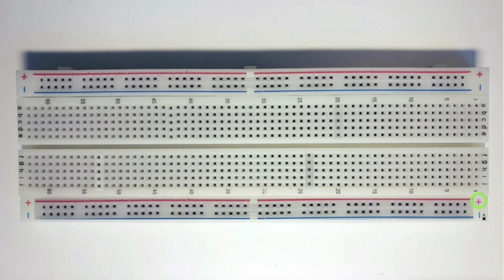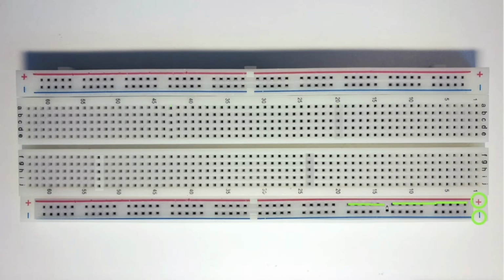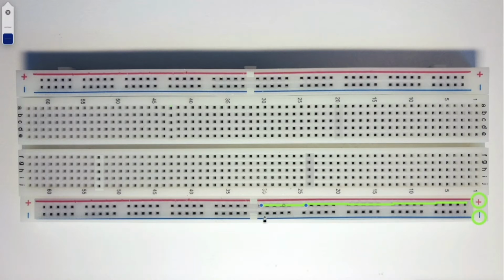Here we have the power rail, the positive rail and the negative rail. These row of connection points on the positive are interconnected. That I will show you later by opening the breadboard from the back, how they are connected. All these green dots are interconnected, which I have been highlighting here, and the negative rail is also interconnected till this point.